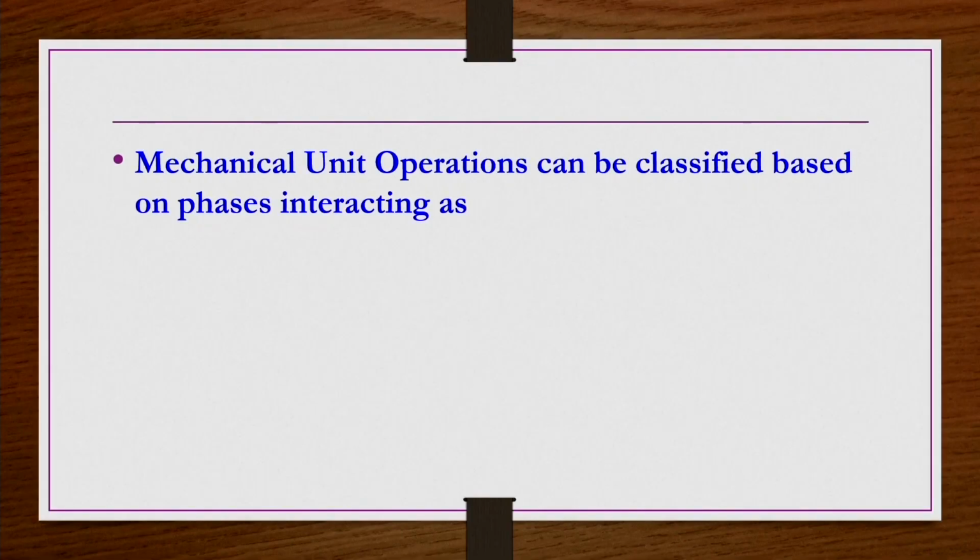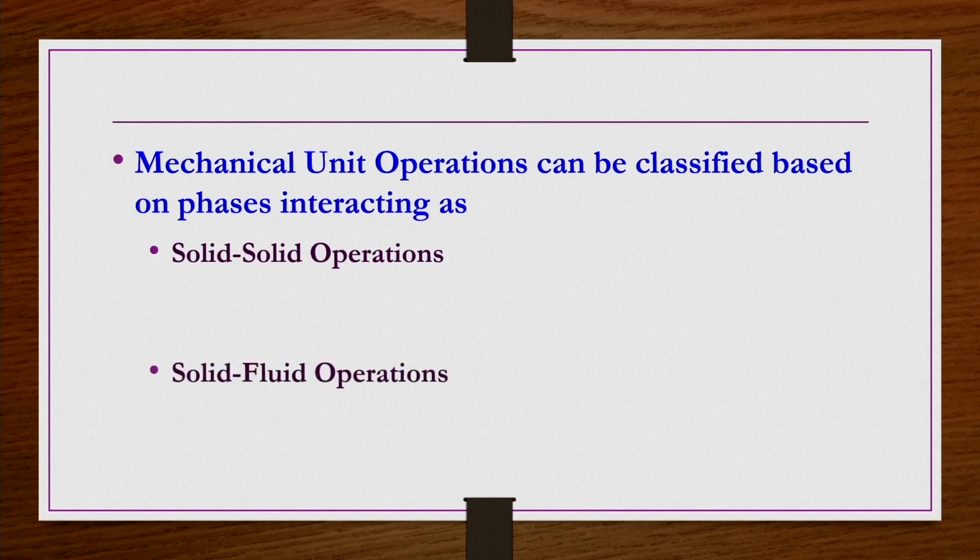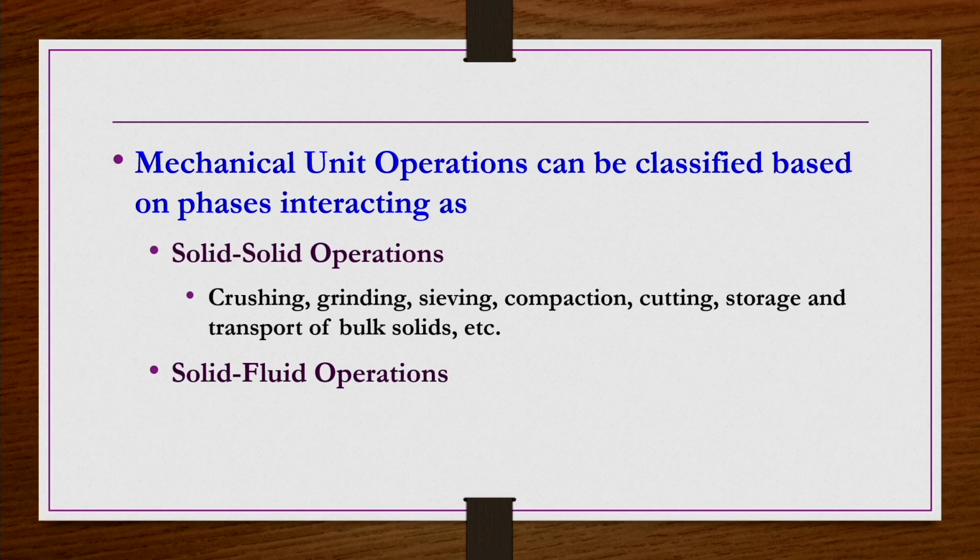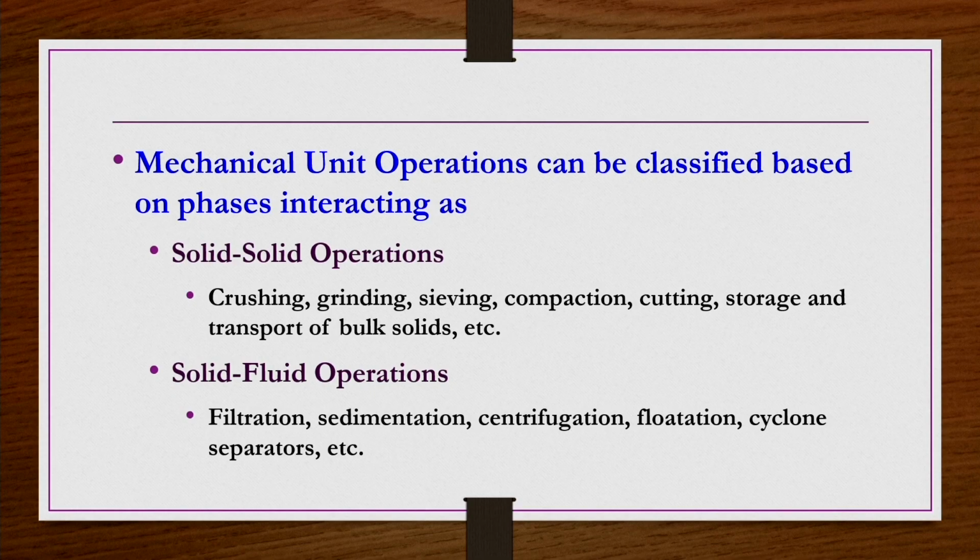Then these mechanical unit operations can be classified based on the phases interacting. If only solid phases are interacting, then we have solid operations. If solid and fluid phases are interacting, then we have solid-fluid operations. Under the solid operations, we have many kinds of pre-processing of the reactants such as crushing, grinding, sieving, compaction, cutting, storage and transport of bulk solids, etc. And under the solid-fluid operations, we have unit operations such as filtration, sedimentation, centrifugation, flotation, cyclone separator, etc.